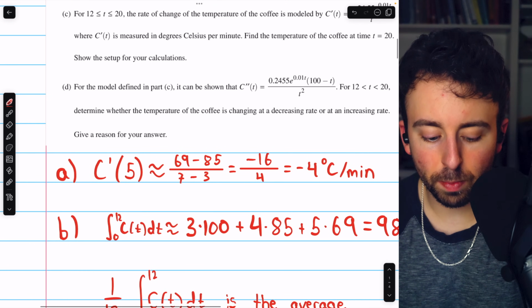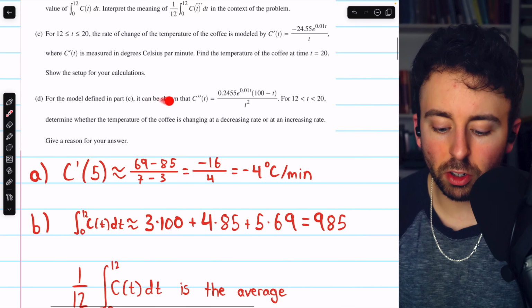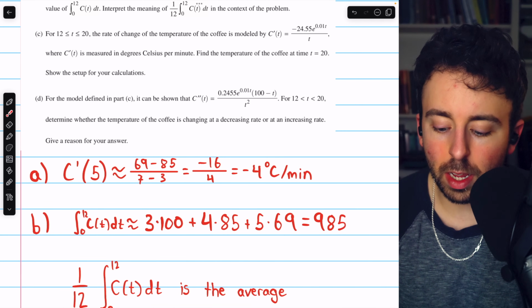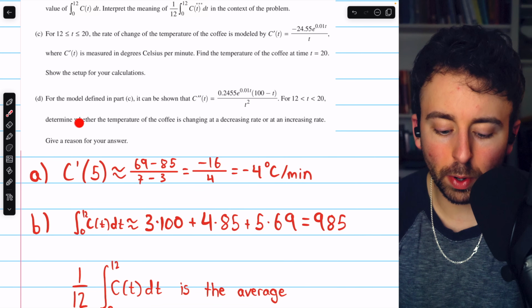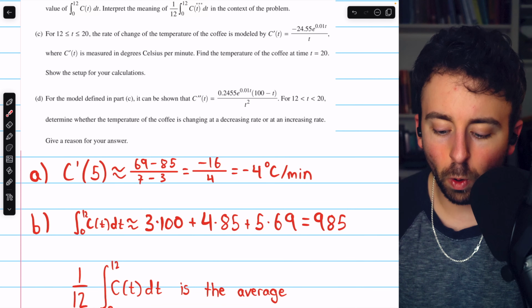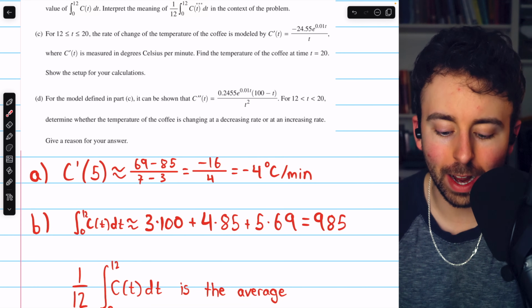Finally, moving on to part D, for the model defined in part C, it can be shown that the second derivative equals this expression here. For t between 12 and 20, determine whether the temperature of the coffee is changing at a decreasing rate or at an increasing rate, and give a reason for our answer.